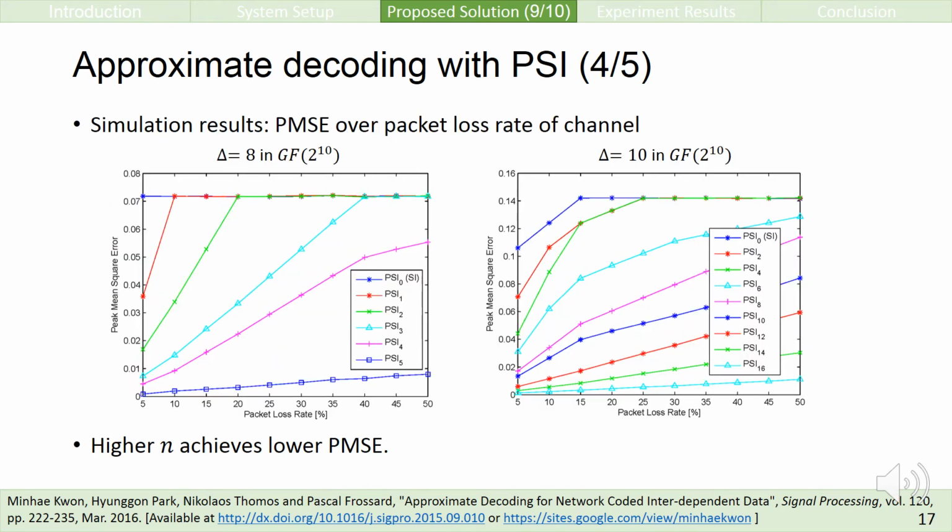In order to confirm the performance of the proposed approximate decoding with PSI, let's look at the PMSE for Pascal rate. The left figure is when delta is 8, and right figure is when delta is 10. In these figures, PSI 0 means it includes only delta, and PSI n means it includes PSI 0 as well as position index of n additional candidates. In both figures, we confirm that as increasing n, PMSE decreases, which means lower decoding error.